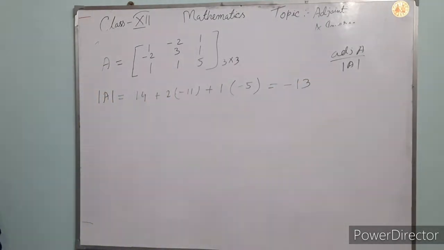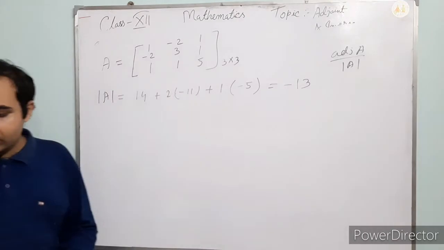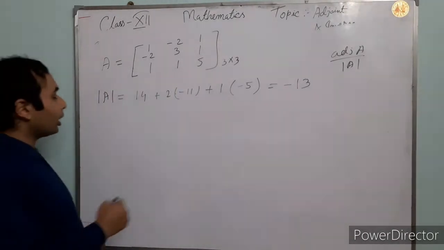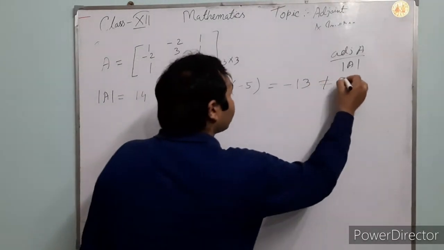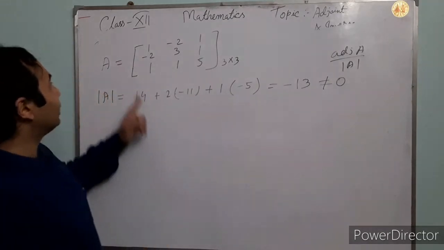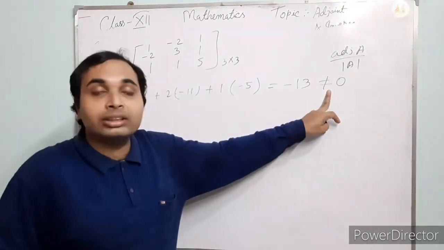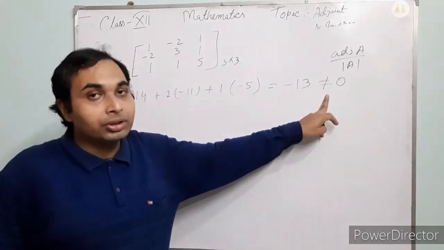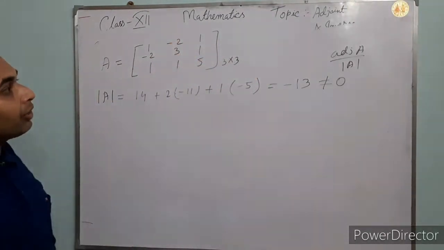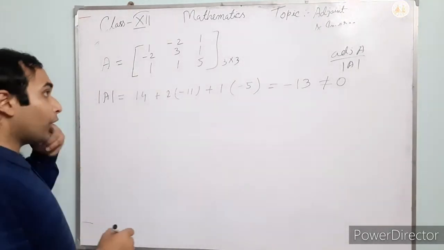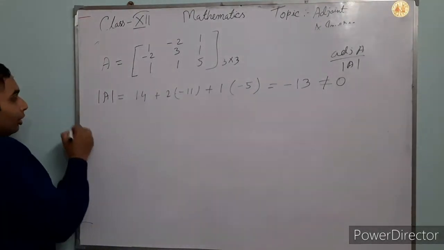So this is the determinant value of this matrix, that is minus 13, and it is not equal to 0. So obviously this matrix is invertible. The det A is not equal to 0, that's why it is invertible. Now the adjoint of A.